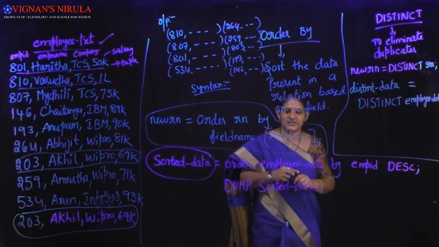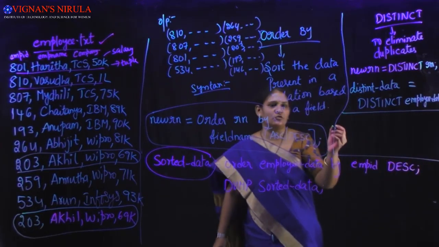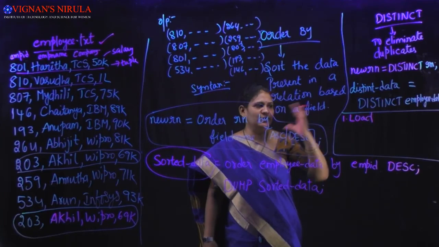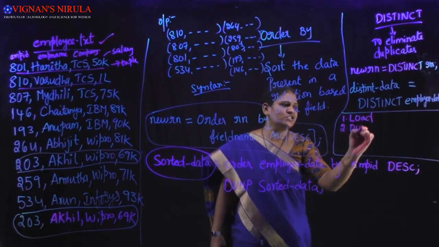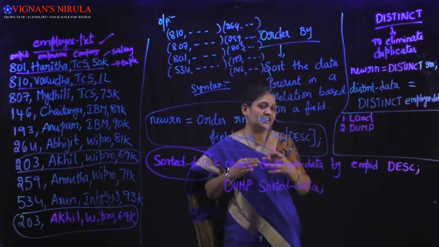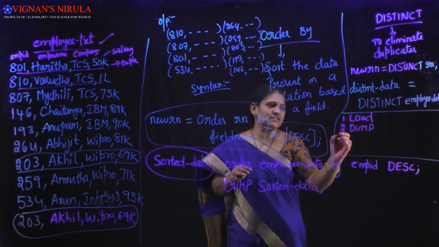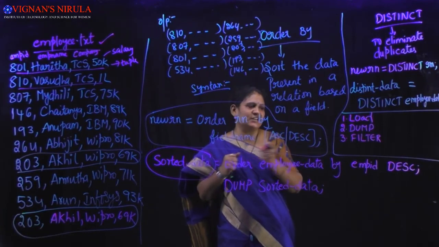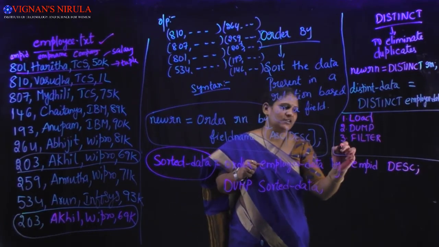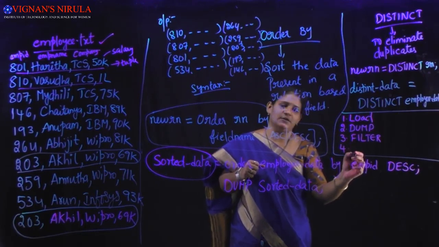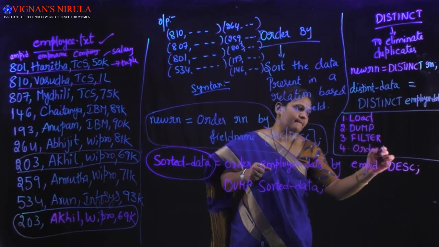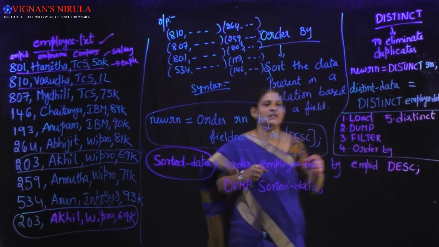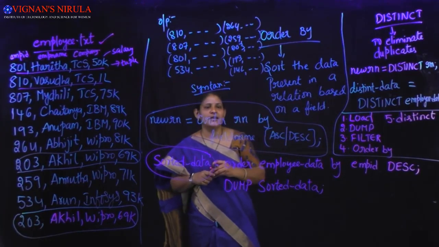So students, we have discussed a few operators in today's class. The first one is load, to load the data from HDFS into a relation. The second one is dump, to check which data a relation contains. The third one is the filter operator, to extract any required fields or tuples from the relation. The fourth one is order by, to sort the data, and the fifth one is the distinct operator. These are all the operators we have seen in today's class, and the rest of the operators I will continue in the next session.